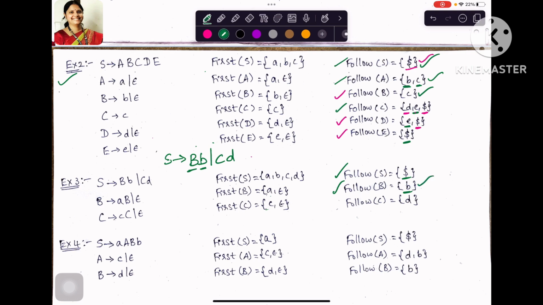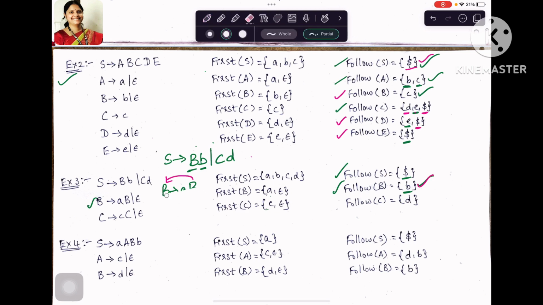Again, one more production we have, that is B produces AB. So this is the production, B produces AB. So follow of B is nothing. So follow of B will become small b only. So there is no need to calculate for this production. So the follow of B will become b only.